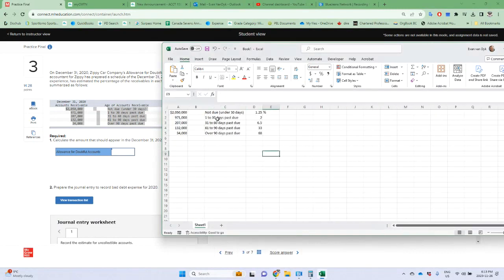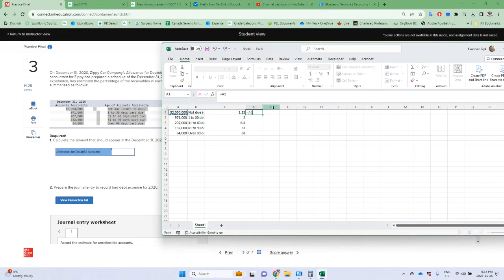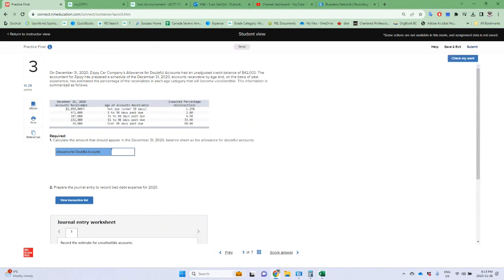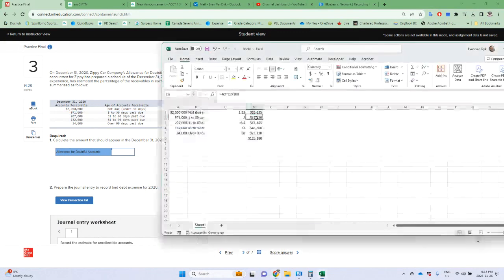I'm just going to multiply the percentage by the total accounts receivable. What that will do is get me the total amount that is expected to be uncollectible. So for instance, 2,050,000 multiplied by 1.25% is 25,625. And then move that along here, so 971 multiplied by 2%, 19,000.